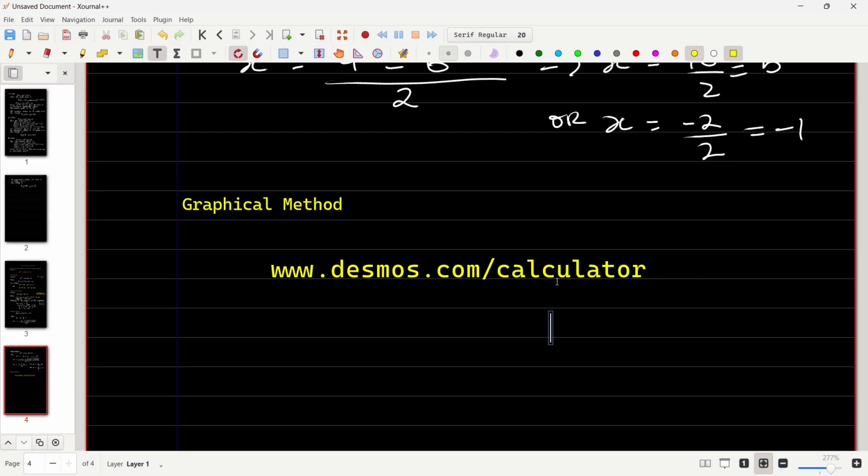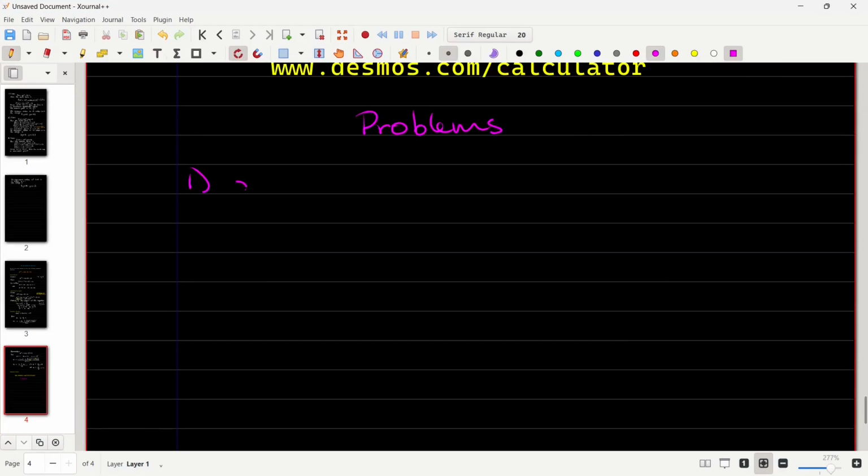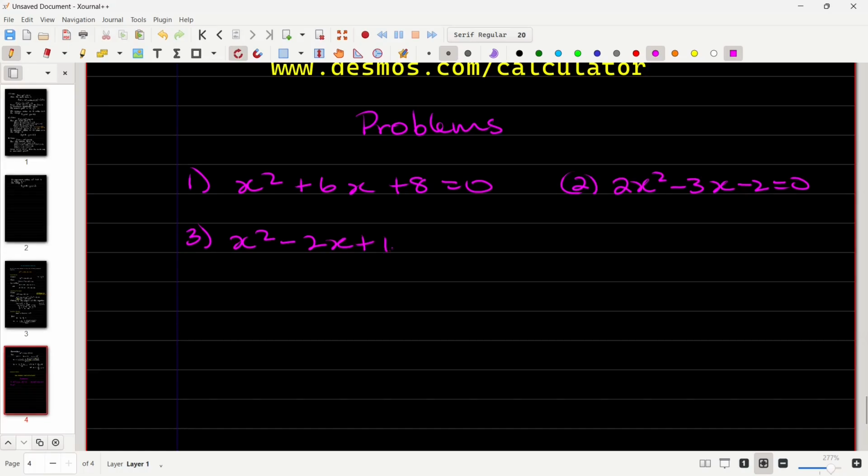Now, that's the end of this topic, this lesson, and I'm going to give you some problems for you to solve, and we'll solve them tomorrow. X squared plus 6x plus 8 equals 0. 2x squared minus 3x minus 2 equals 0. X squared minus 2x plus 1 equals 0. 3x squared plus x minus 4 equals 0. And then the last one, x squared plus 4x plus 5 equals 0.